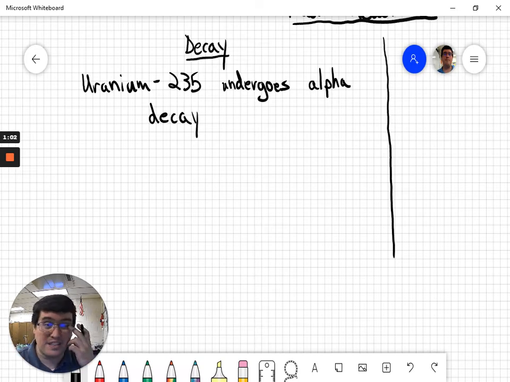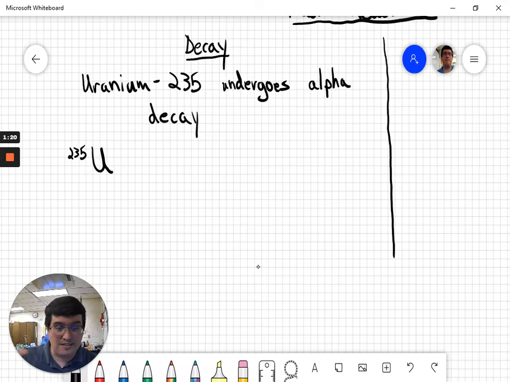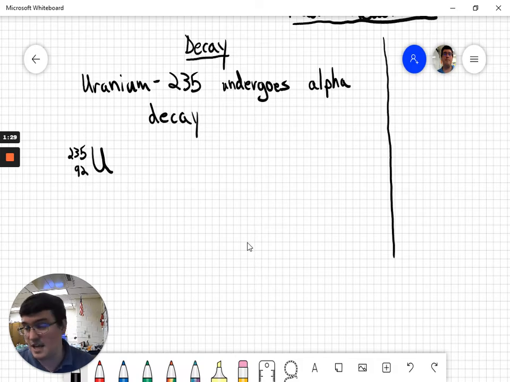So when we talk about decay, we're going to write a reaction. And so the first thing we need in the reaction is uranium-235. To remind ourselves, the 235 goes in the upper left-hand corner. That is the atomic mass of this uranium isotope. Good reminder. We need the atomic number of uranium, and that is 92. I get that from the periodic table. I'm not going to pull up the periodic table. You can reference your own periodic table for that.